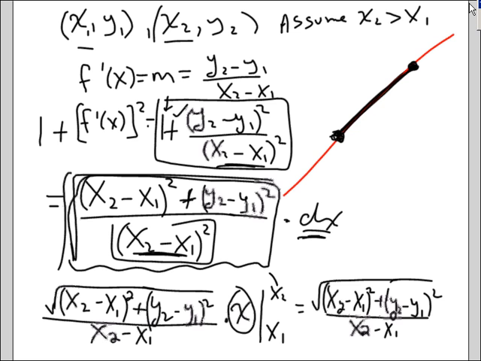When I plug in x2 for x, I get x2. And when I plug x1 in, I get x1. And I subtract them: x2 minus x1. And the amazing thing is that cancels out. And what survived? Distance formula, folks. Distance formula, there it is. Square root of (x2 minus x1) squared plus (y2 minus y1) squared. So it even works for lines.